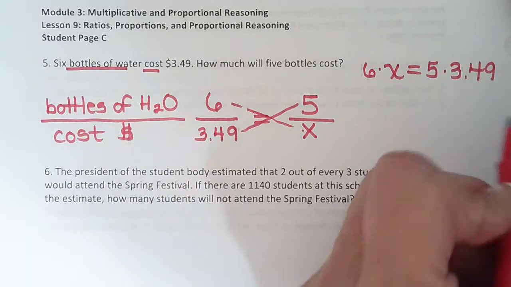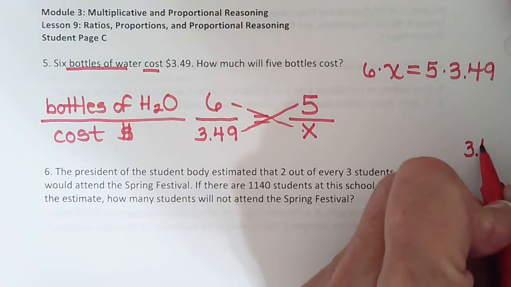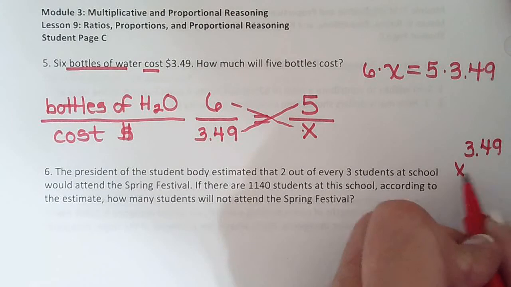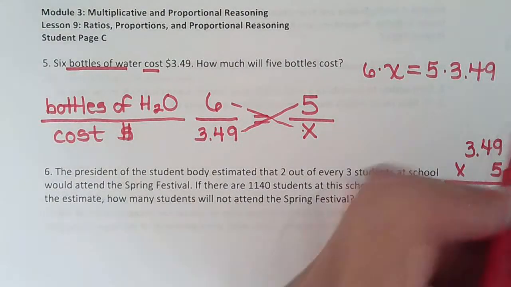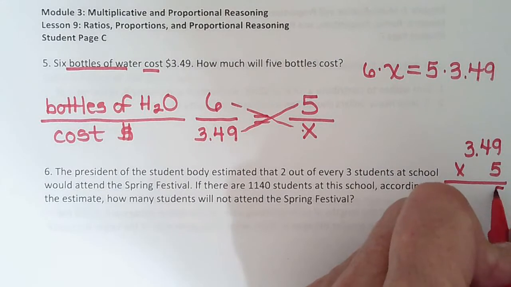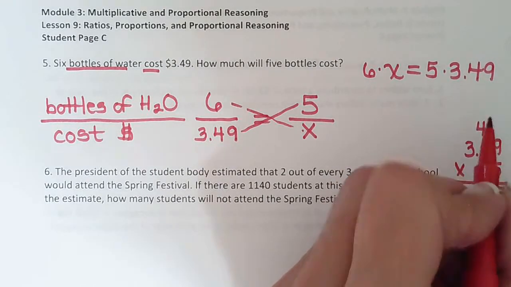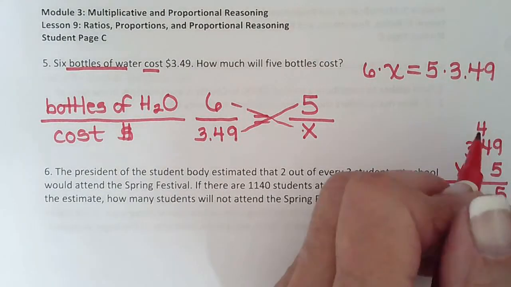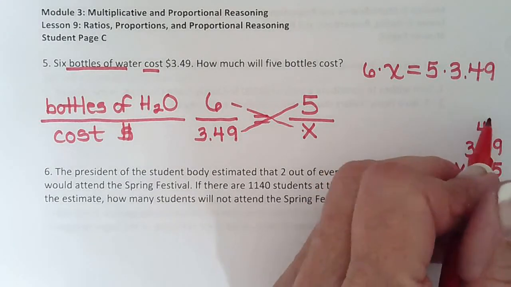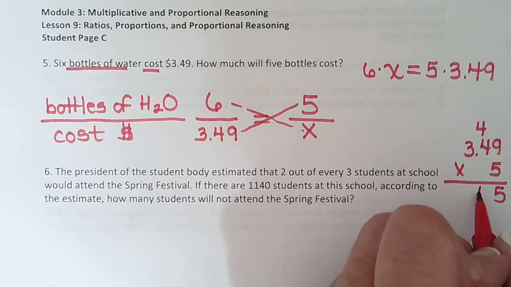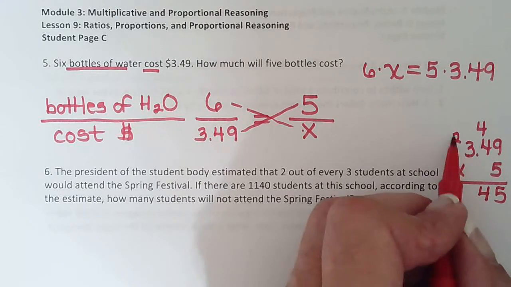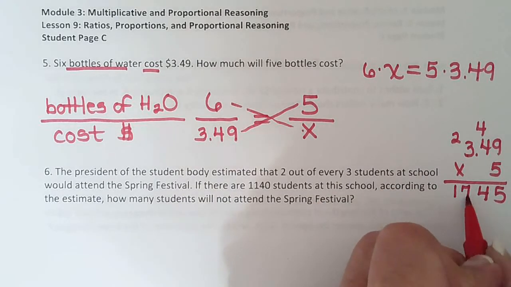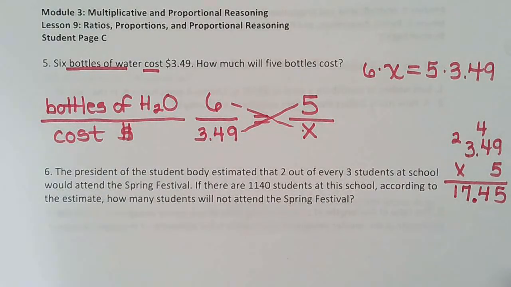So let's go over here to the side. $3.49 times 5 would be 9 times 5 is 45. Carry your 4. 20, 1, 2, 3, 4. 2, so 15, 16, 17. So that looks like 1745.